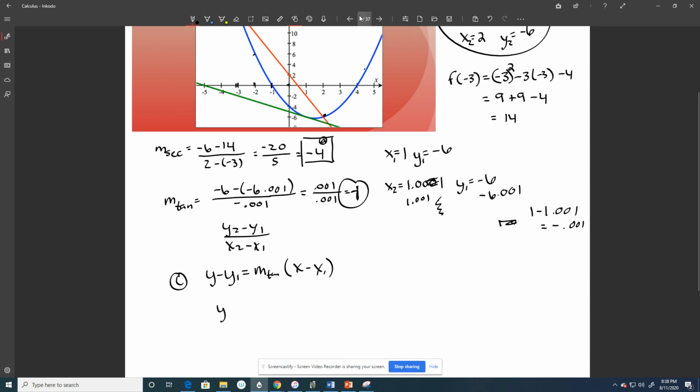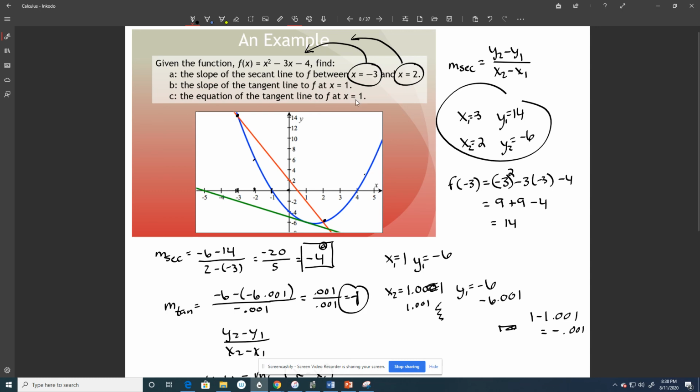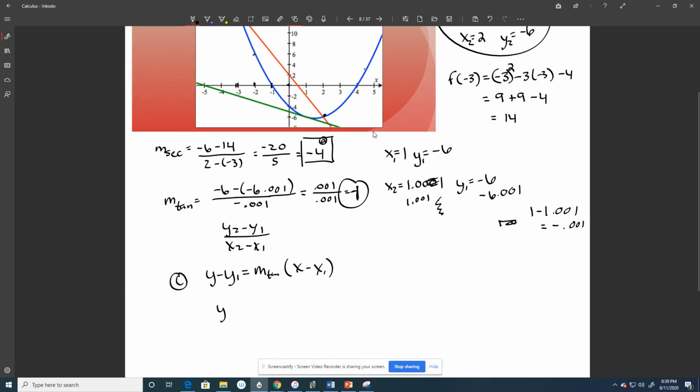My point that I'm using is, what was our point? X was equal to 1. And when X was equal to 1, Y was equal to -6. So my Y is minus a -6, and that's equal to my slope, which was -1, multiplied by X minus 1. So this simplifies to Y plus 6, and this simplifies to -X plus 1.